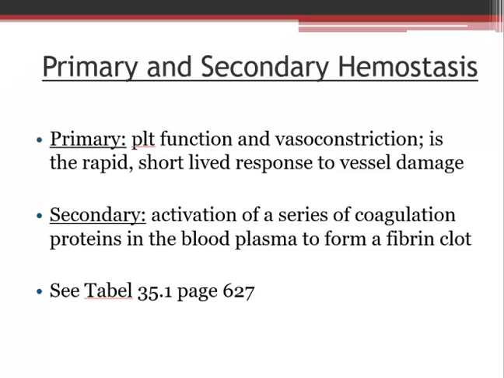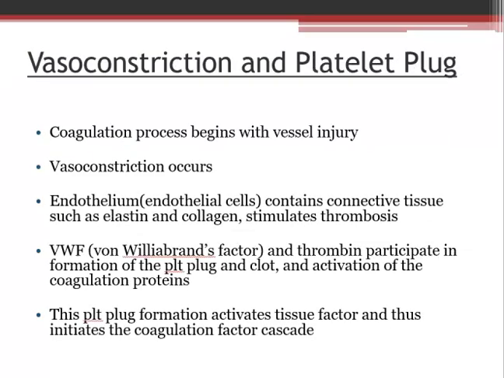The secondary response is an activation of a series of coagulation proteins. And when we're talking about coagulation proteins, these are our coagulation factors that we mentioned earlier on. These are those 13 coagulation factors in your blood plasma that help form the fibrin clot. Let's talk a little bit more in detail about the process of vasoconstriction and the platelet plug.